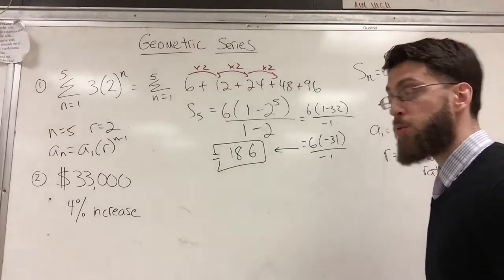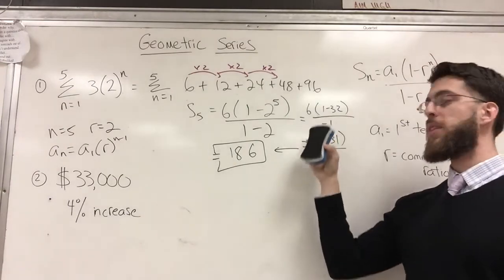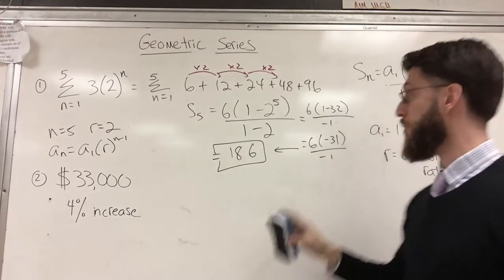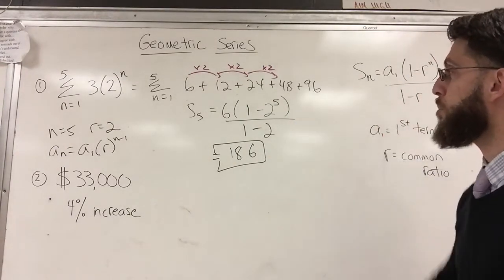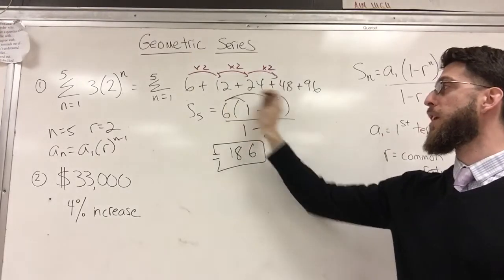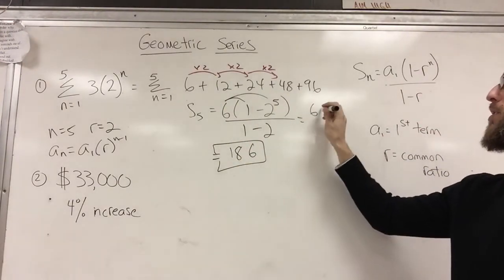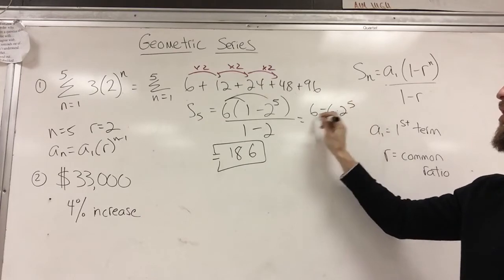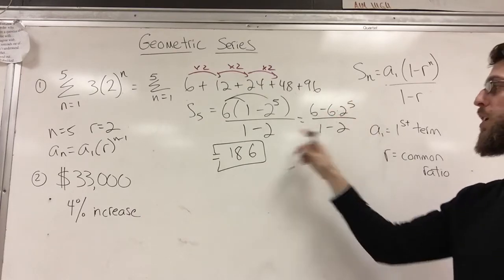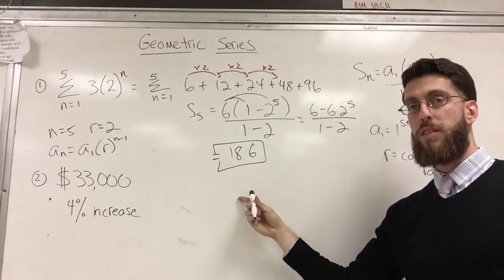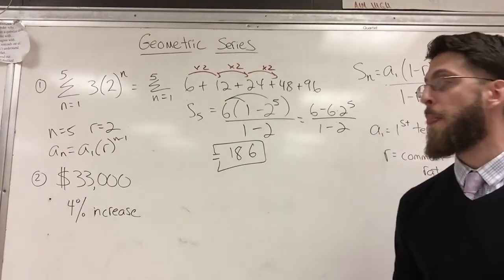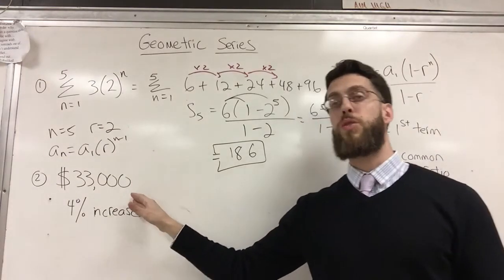Sometimes, and I've seen multiple choice, where they don't do the math straight like this. They want to get fancy for some reason, and they will distribute the 6. Is it necessary? No, but they'll write it as 6 minus 6 times 2 to the 5th over 1 minus 2. It's the same thing. It leads to the same answer, 186. Let's move on. This was an old Regents question.